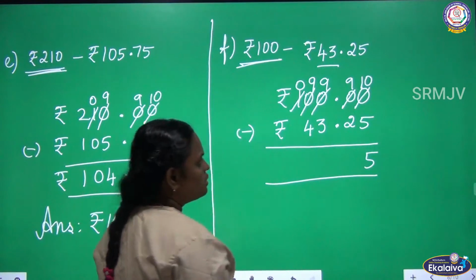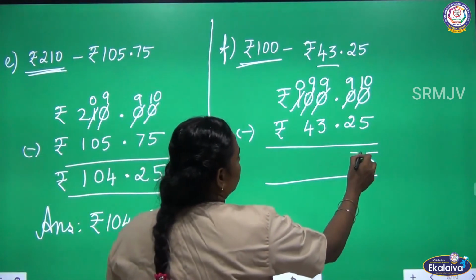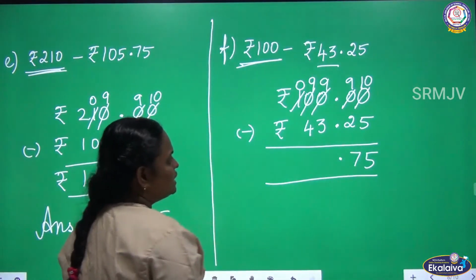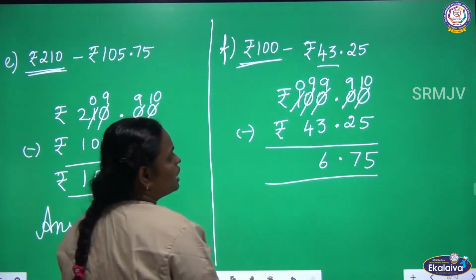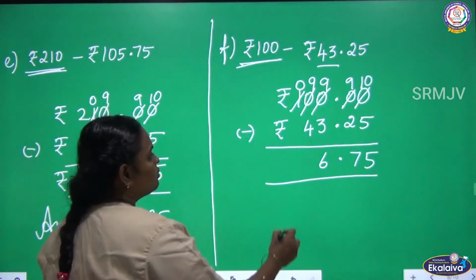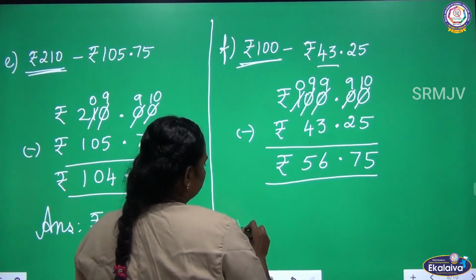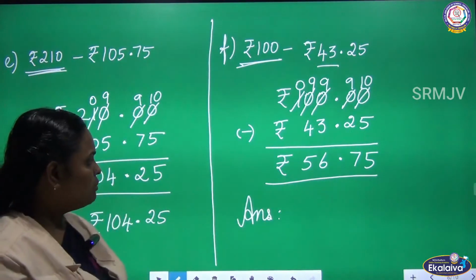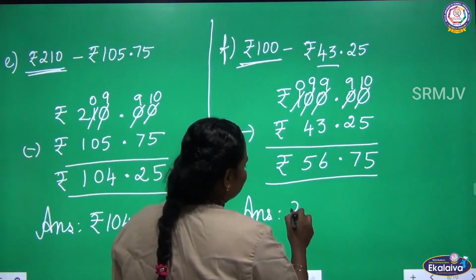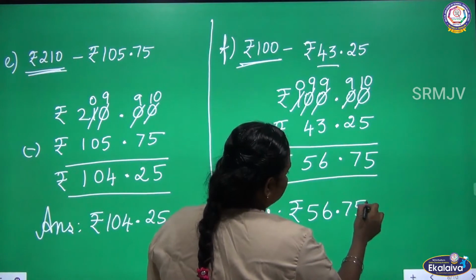Next, 9 minus 2 is 7. Next put the dot. Next 9 minus 3 is 6. Then 9 minus 4 is 5. Then write the rupee symbol. So what is the answer, children? Can you tell me what is the answer? 56 rupees 75 paise.